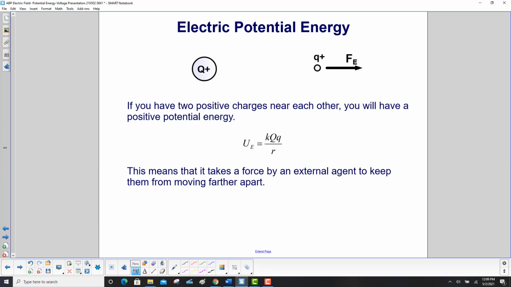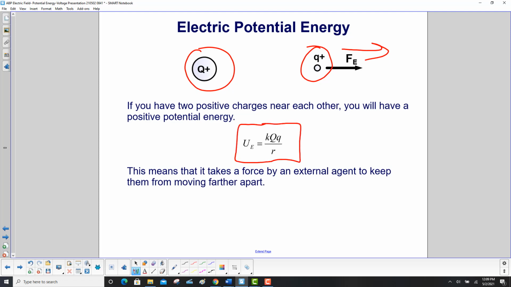If you have two positive charges near each other, right, the electric field force is trying to push them away, and you have a positive potential energy. You put in plus values for both q's and you get a positive number. This means that it takes a force by an external agent, here's your external agent, pushing this way to keep them from moving farther apart.